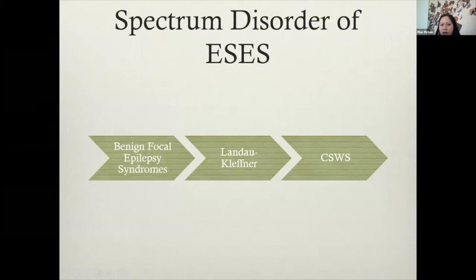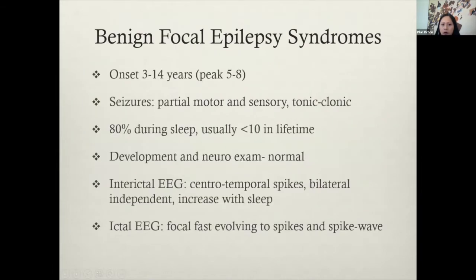This is just a reminder of the spectrum that we see in ESES. These are the benign focal epilepsy syndromes that can be associated with ESES. Note that the onset is a wide range, from 3 to 14 years. They can also have partial motor and sensory seizures, and they can have tonic-clonic seizures.